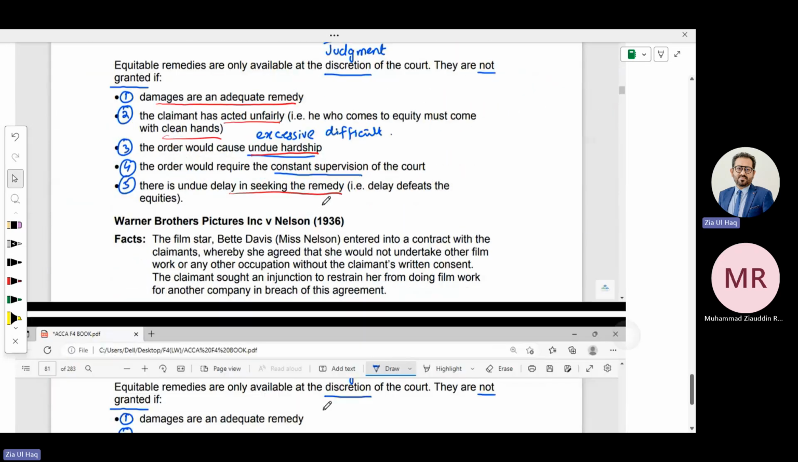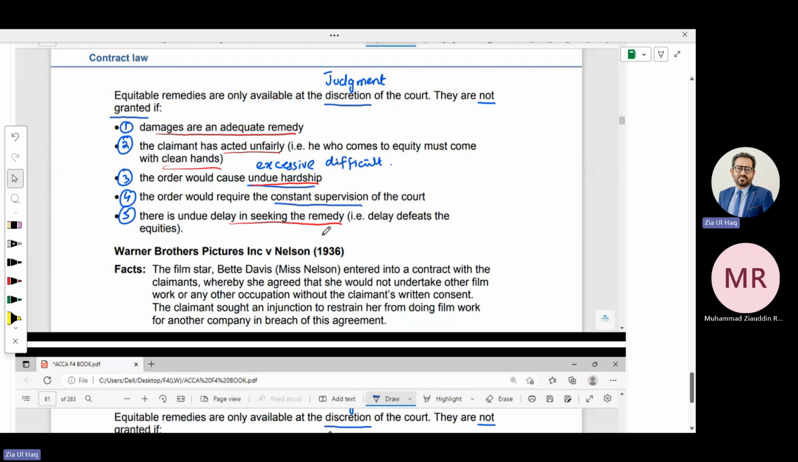So what are the exceptions to equitable remedy? Damages are an adequate remedy, meaning only financial compensation can resolve the issue. The claimant acted unfairly. It is too hard to perform as per the equitable remedy. The court would need constant supervision of the other party's actions, or there is an undue delay in seeking the remedy, i.e. delay defeats equity.